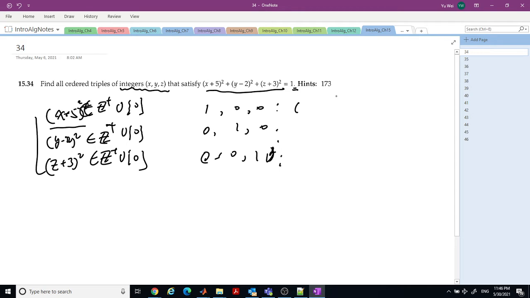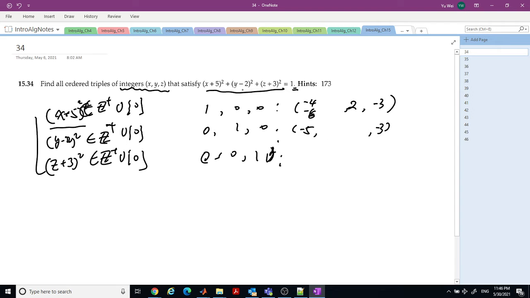For 1 0 0, this one must be 2 and negative 3, and in order to give 1, it's plus or minus 1. If plus 1, it's negative 4, and if minus 1, it's negative 6. Okay, so that's the first solution. The second one is negative 5 and negative 3.